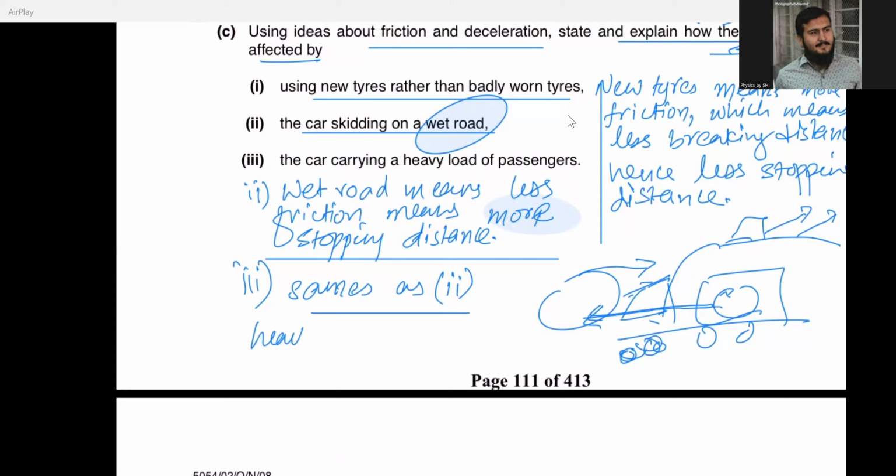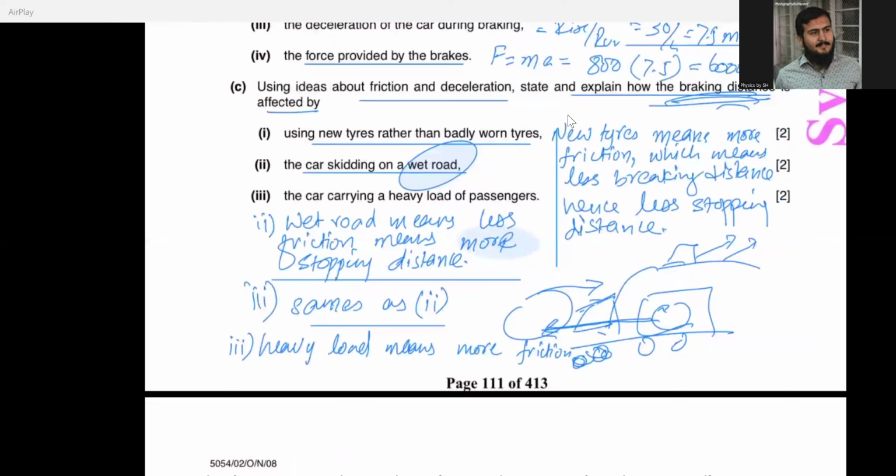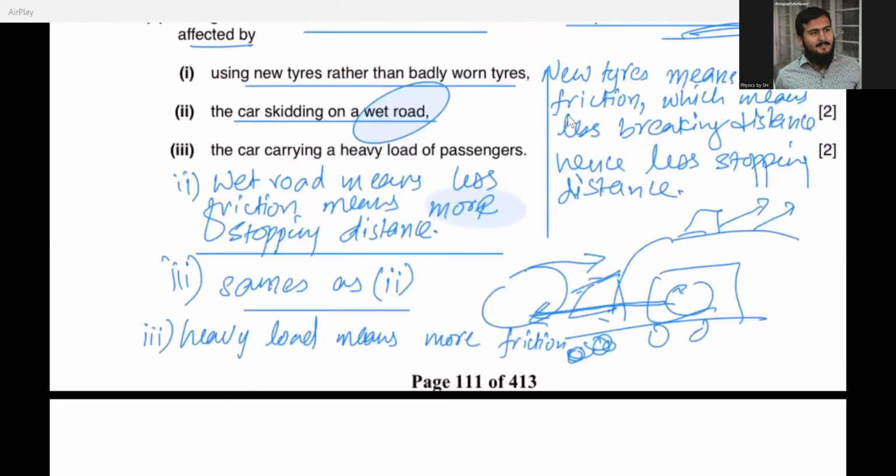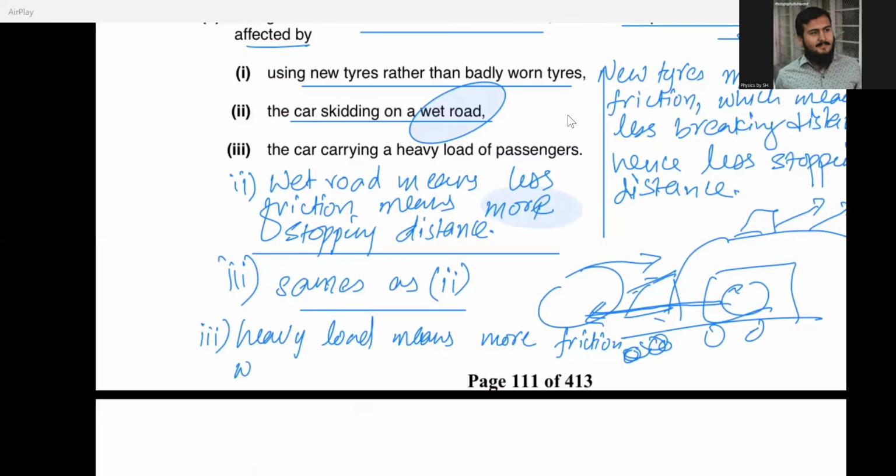Heavy load means more friction, which means less stopping distance.